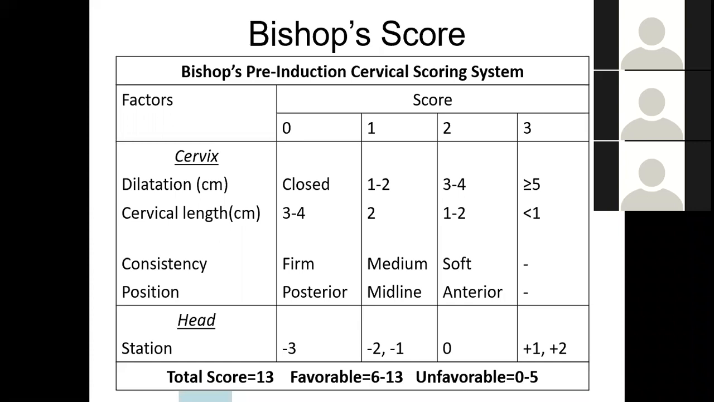Then the head station. Our point of reference is station 0, which is the level of the ischial spines. If the head is 3 centimeters above the ischial spine, we score 0. If it's 2 or 1 centimeter above the ischial spine, we score 1. If it's at the level of the ischial spines, we score 2. If it's below the ischial spines by either 1 or 2 centimeters, we score 3.